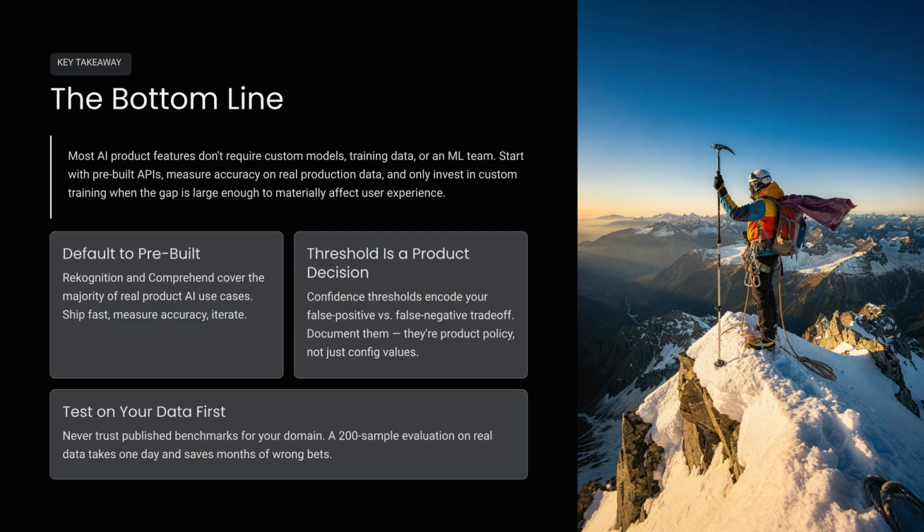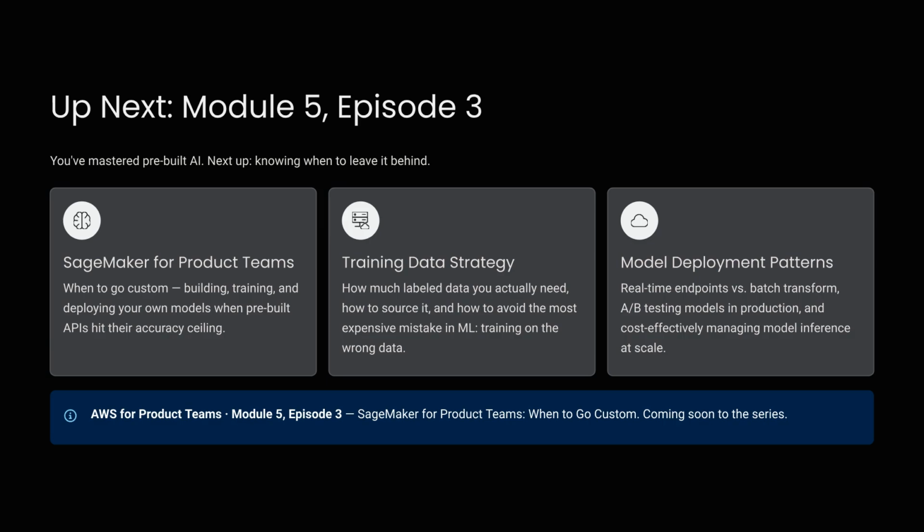In the next video, Module 5, Episode 3, we will cover SageMaker for product teams, when to go custom, discussing training data strategy and model deployment patterns for when pre-built APIs reach their accuracy ceiling.